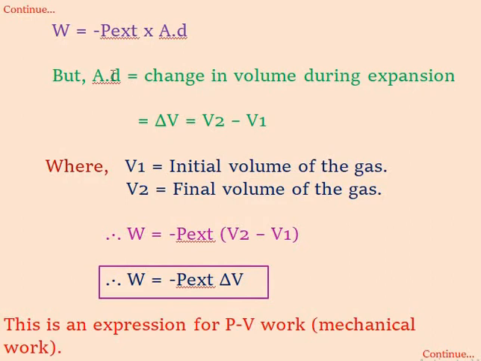Area into distance equals delta V, and delta V equals V2 minus V1, where V2 is the final volume while V1 is the initial volume of the gas. Substitute this value of A into d in the work done equation. Therefore, W equals minus P external into (V2 minus V1). Therefore, work done W equals minus P external into delta V. This equation is for the PV type of work. This PV type of work is also called mechanical work.